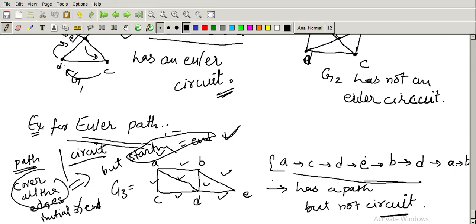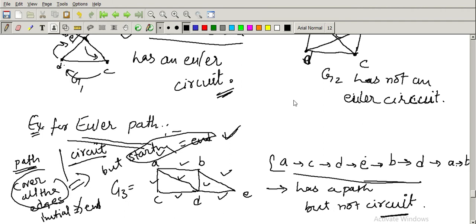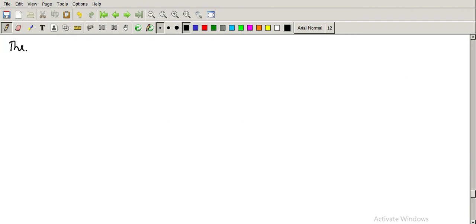Okay, now we go to the Hamiltonian circuit and path. First of all we must know what a Hamiltonian path and Hamiltonian circuit are. But before that, there are two theorems that might be asked in your exams, based on this concept of Euler path and circuit. So let me discuss these two theorems. The first theorem is: a connected multigraph. You know what a multigraph is.